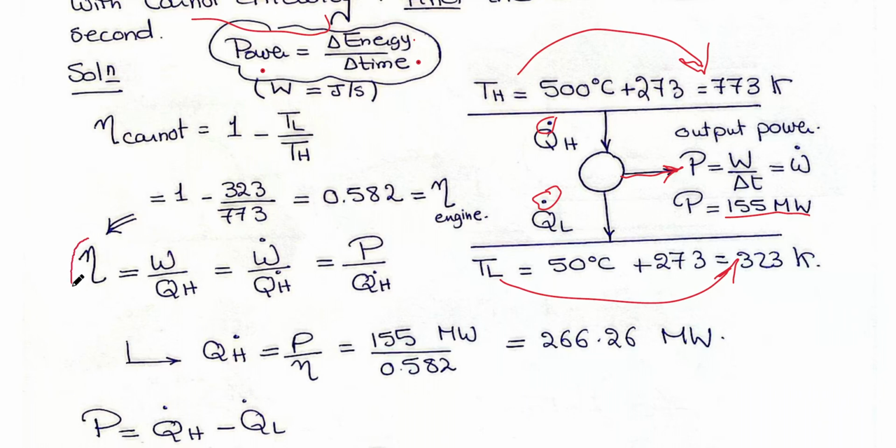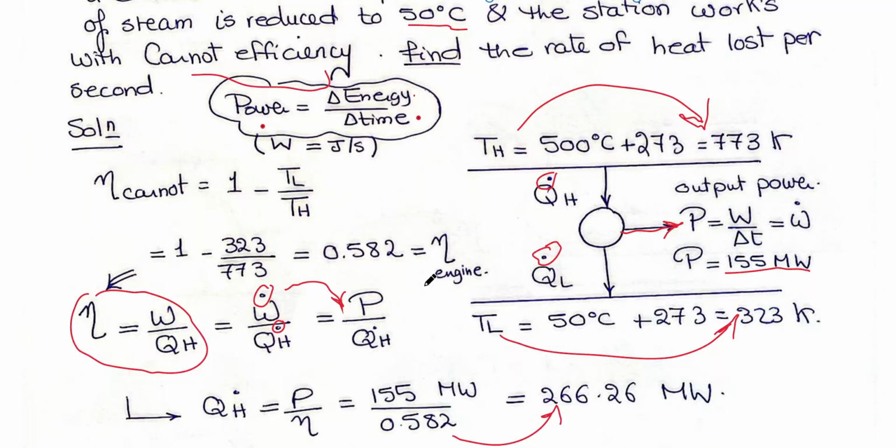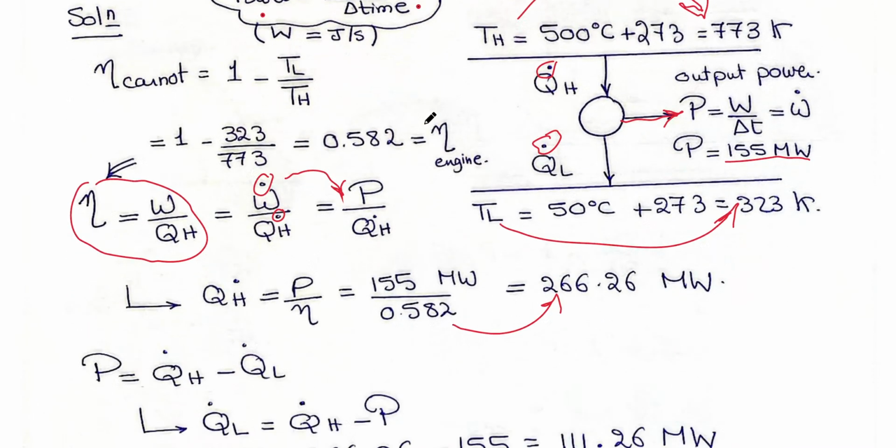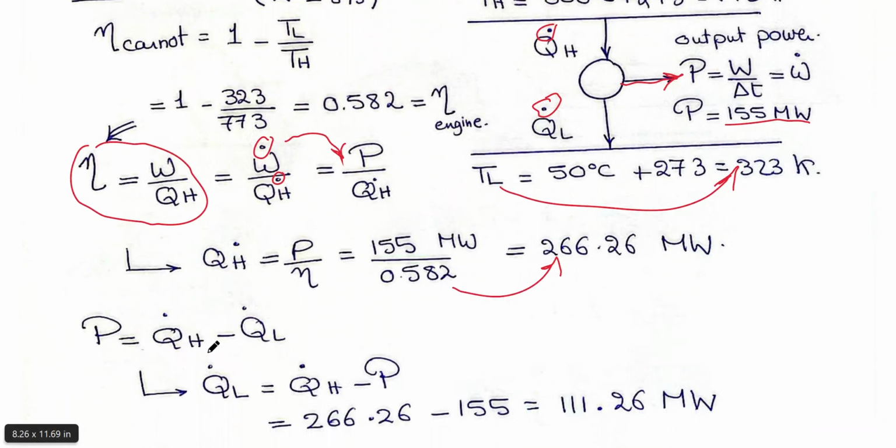From another view, the efficiency of the engine is work divided by the heat absorbed. Instead of writing work divided by the heat absorbed, we will write it as rate of work and rate of heat absorbed. So this is power over QH dot. QH dot equals power over eta, and you can get the QH dot. This is the rate of heat energy gained per second. But what is required is the rate of heat energy lost per second. So I want to calculate QL dot. The power is the difference between QH dot minus QL dot. So QL dot equals QH dot minus P. Now we can calculate QL dot.